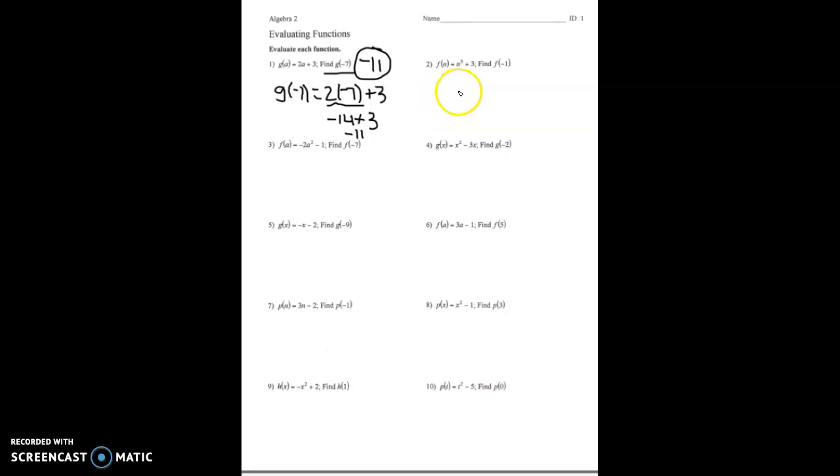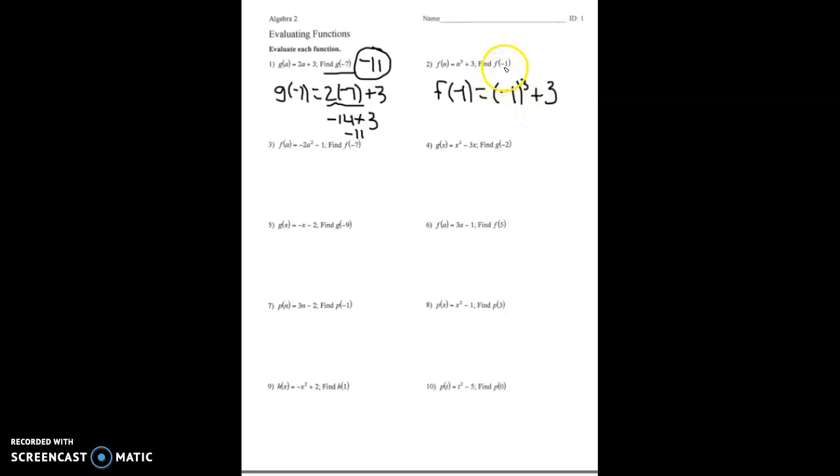All right, let's take a look at the second one. So this one, different variables, but still works the same way. f of n. So n is our variable. We've got n cubed plus 3. And we're supposed to find f of negative 1. So that means everywhere we see an n, we're replacing it with a negative 1. Now again, I'm going to use parentheses because I have to cube that number. And I have to cube the whole number.